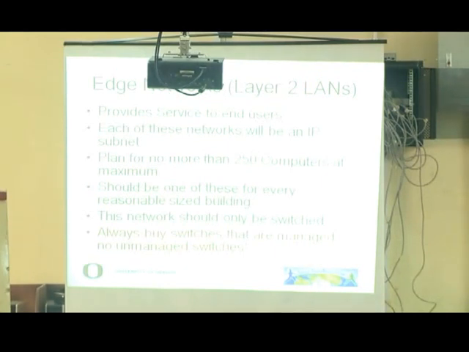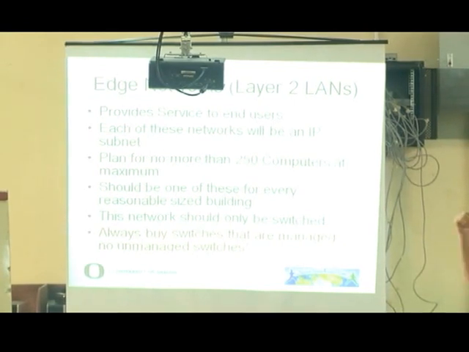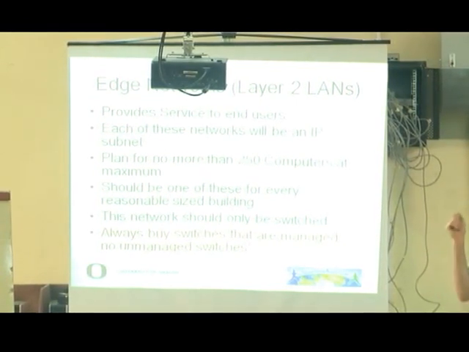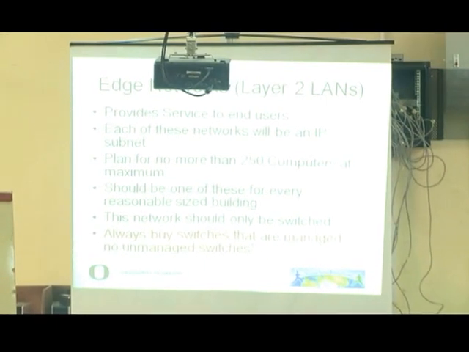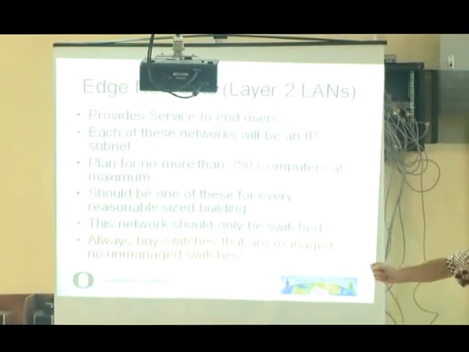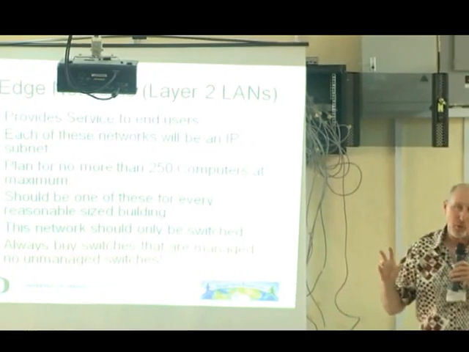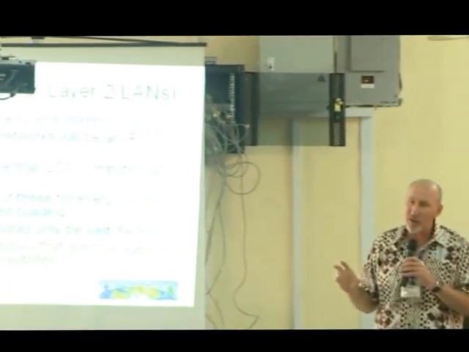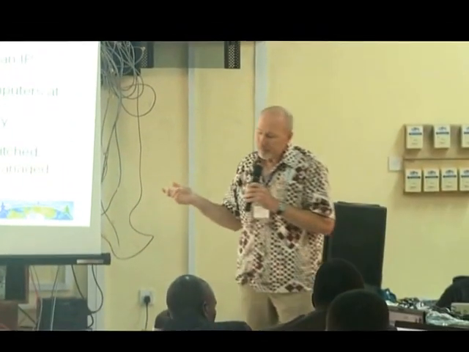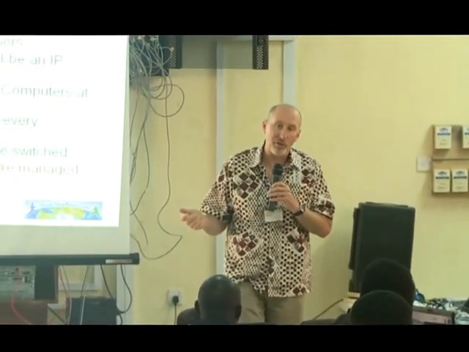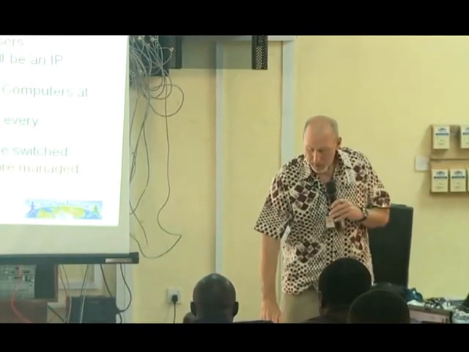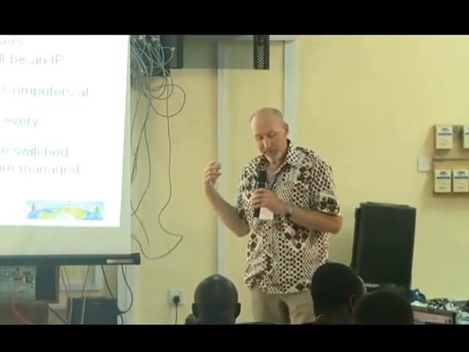So these edge networks, they're just layer 2 local area networks. They provide service to the end users. Each of these is going to be a separate IP subnet, separate from the building next door. I would plan for no more than 250 computers on one of these. But you can make them a little bit bigger. Don't make them 2,000. And you should have one subnet or one edge network for every reasonable sized building. And I have a lot of examples of these.